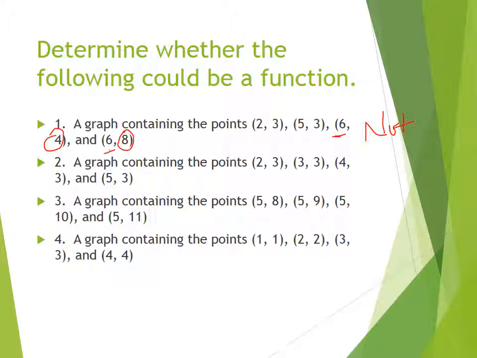On the next one, a graph containing the points (2, 3), (3, 3), (4, 3), and (5, 3). For any individual x value, we only have one y value. So the y value can be the same. Incidentally, this would probably look like a straight horizontal line, and that is a function.